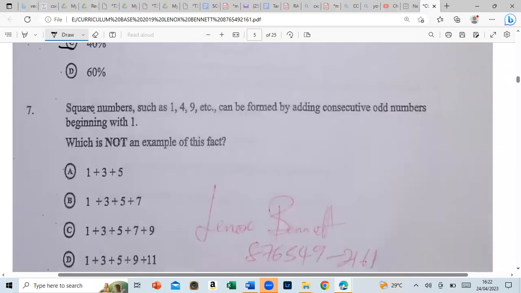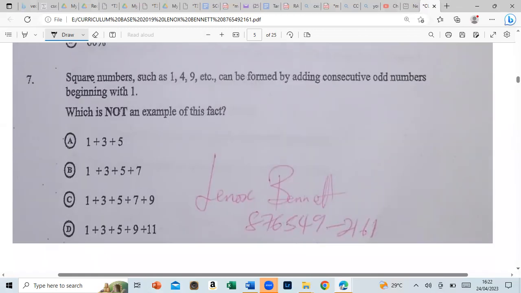Square numbers such as 1, 4, 9 can be formed by adding consecutive odd numbers beginning with 1. Which is an example of this fact? Is it 1, 3, 5; 1, 3, 5, 7; 1, 3, 5, 7, 9; or 1, 3, 5, 9, 11? That is the C, because we didn't skip any. With this one, we skip one, right? That is the C.